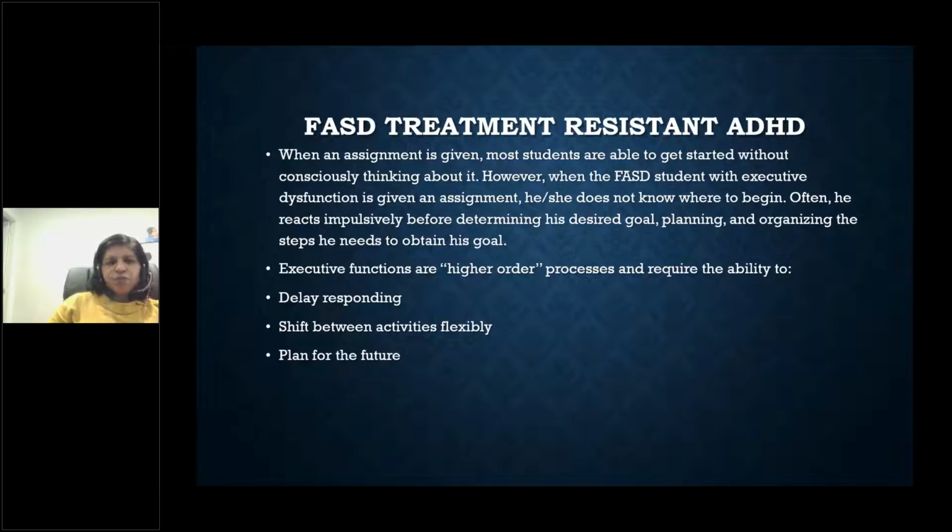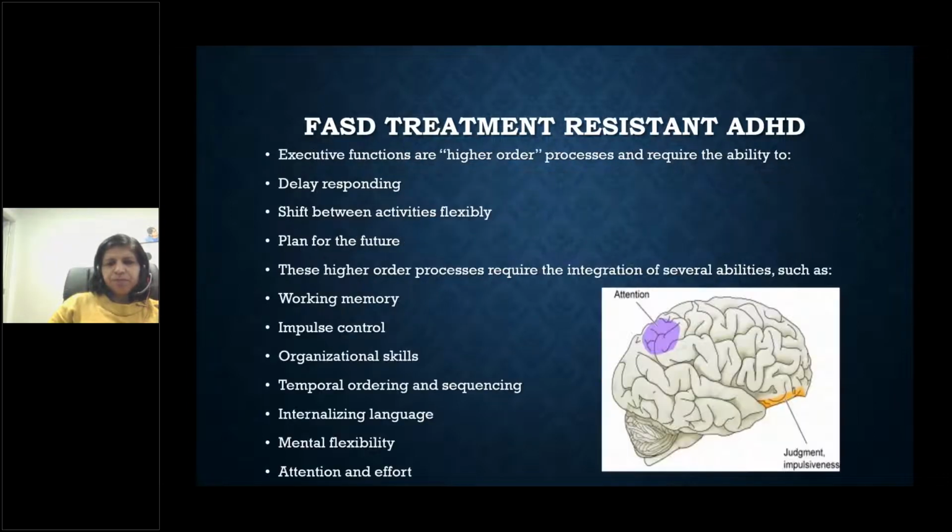The general rule is that most of the students, once this kind of instruction is given by the teacher, will get started without thinking about it, because they are already prepared at a subconscious level. But a child with FASD or severe ADHD often struggles to do that. The executive functions are higher order processes, and they require the ability to delay responding, to shift between different activities flexibly without getting stressed or anxious, and planning the task well. So these are some of the skills which do get affected, and in the picture you can see the areas of the brain which help with our attention and judgment.